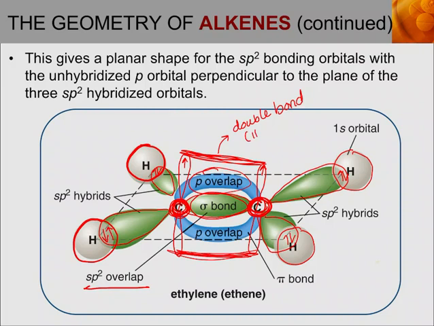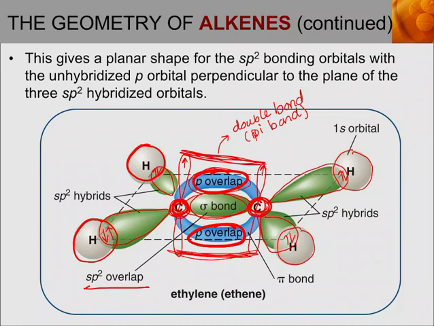And sometimes we call this a pi bond. So we've got sigma bonds, which are single bonds, and pi bonds, which are double bonds. Now, this looks a little strange, right? Because we have p overlap above and below. So what's going on there?